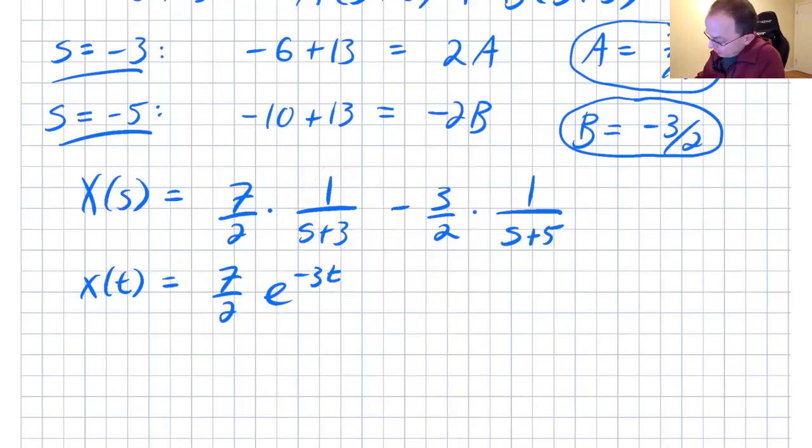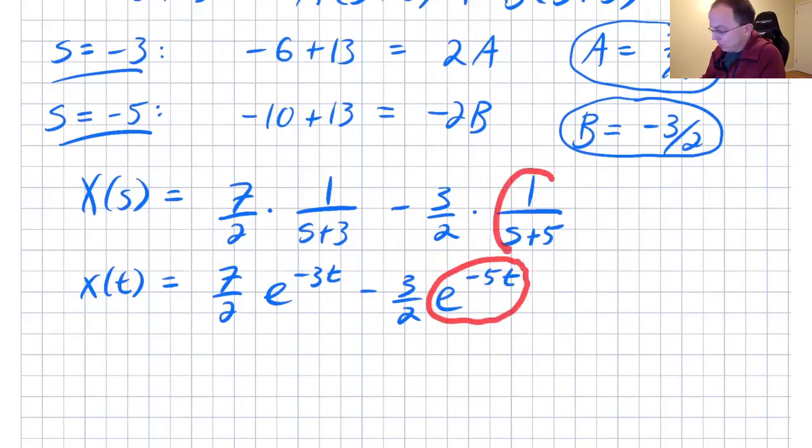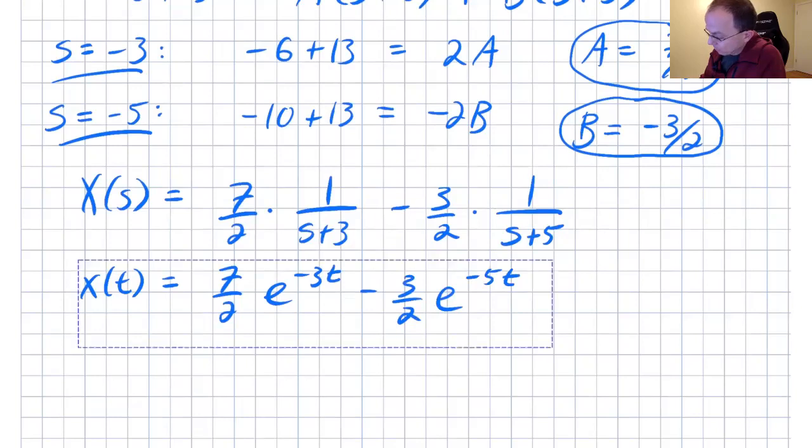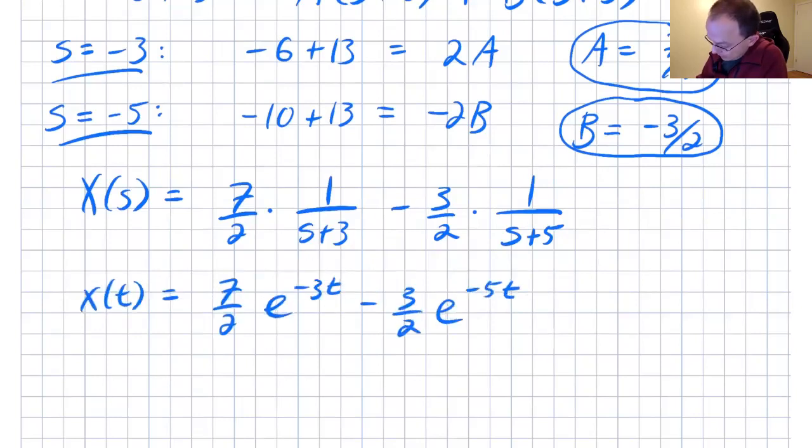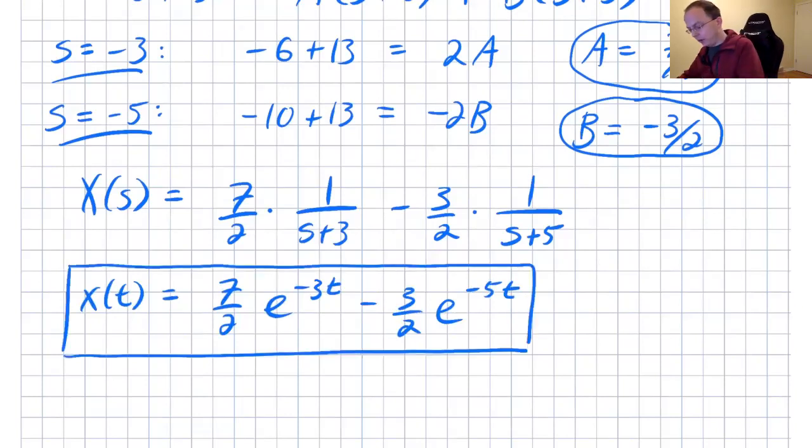And the same thing goes on the other side. We would have e^(-5t), because taking the Laplace transform of this gives you precisely this. So you have to be a little bit careful with the signs there to make sure that you've got everything the right way. And there's exactly the same solution that we got doing it the other way.